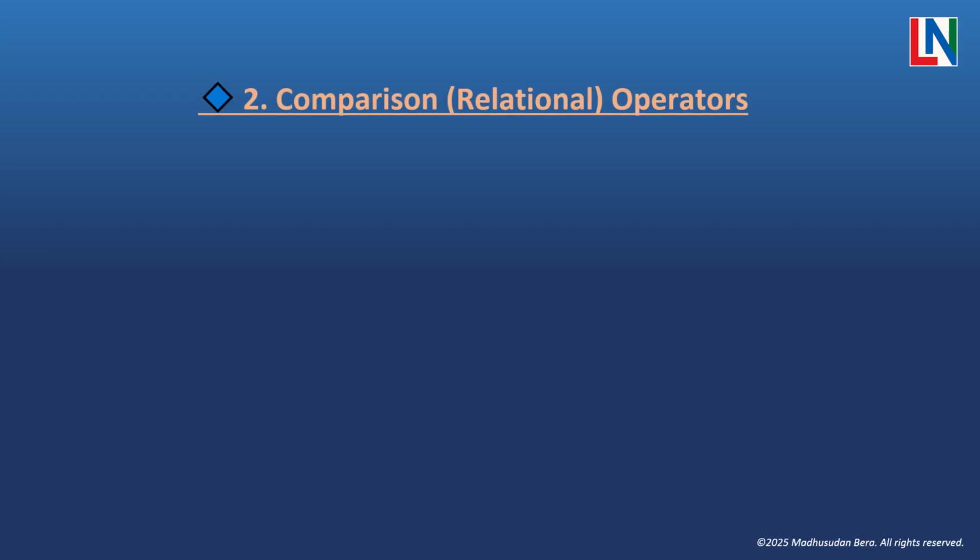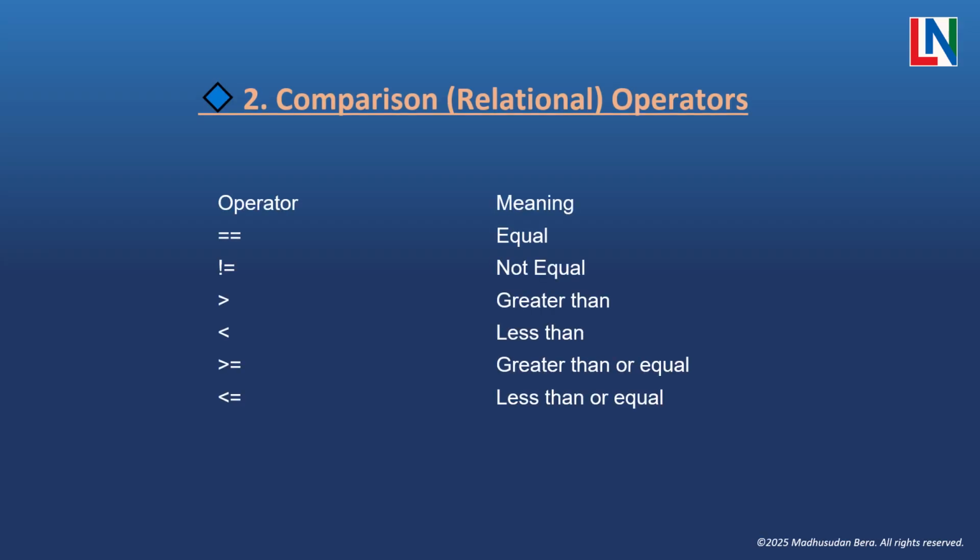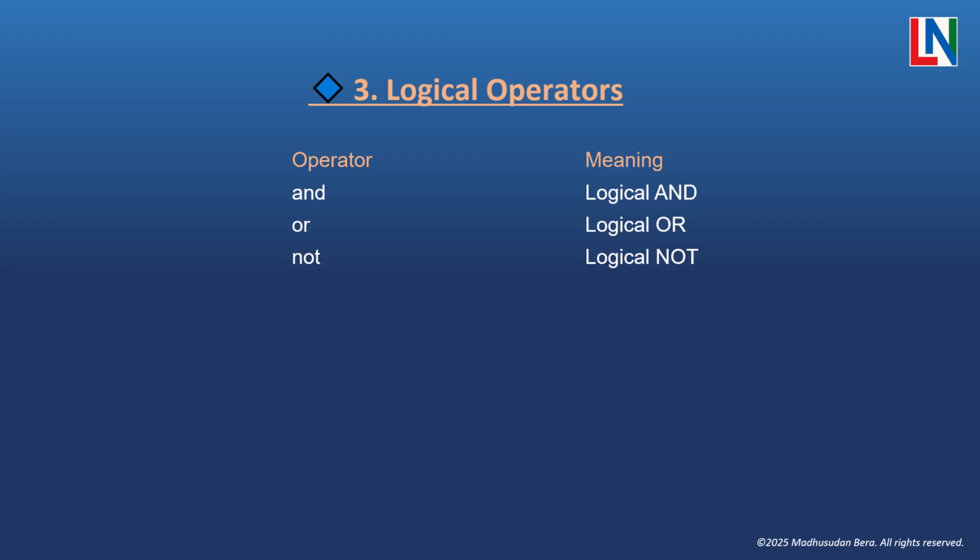Comparison or relational operators. These are comparison or relational operators: equal to, not equal to, greater than, less than, greater than or equal to, less than or equal to operators. Logical operators: and, or, not. Later we will see some examples on it.